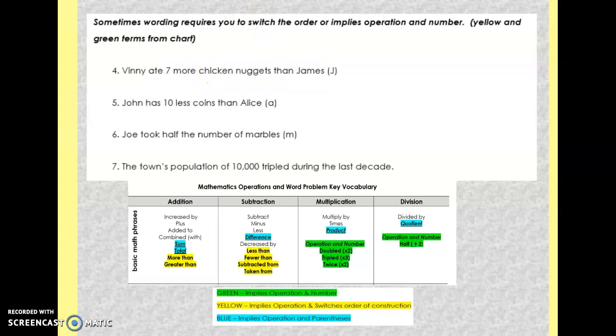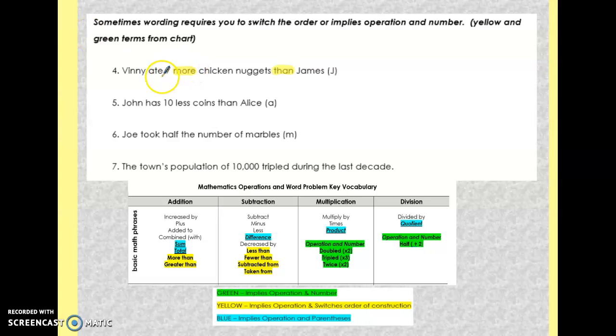So looking to highlight my key word, I see the word more. Now it is kind of separated with chicken nuggets, but you also see the word than. Again, than and from are super important to be able to acknowledge so that you know to switch the order. So Vinny ate 7 more chicken nuggets than James.